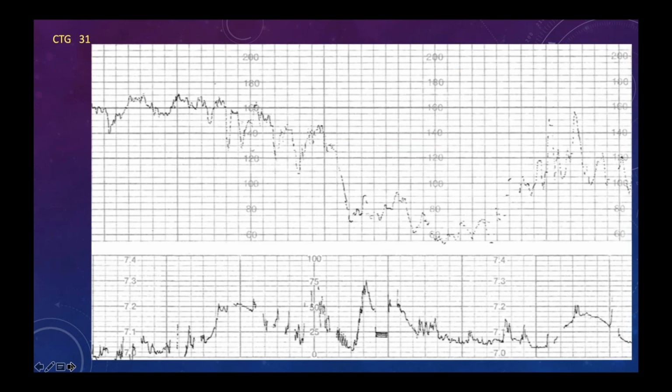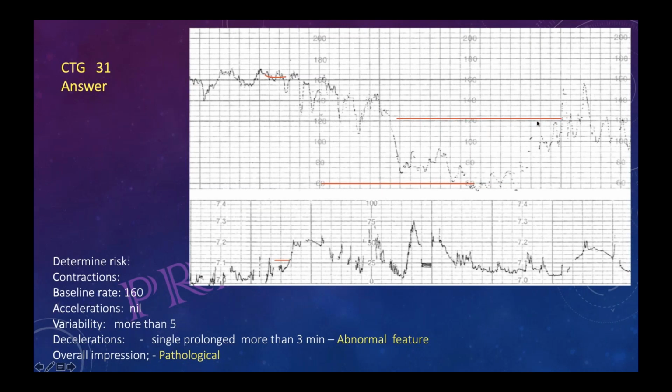Yes, ma'am. Okay. Jatinder, are you there? Can I do this one? Yeah, you can do. In this CTG, there is prolonged bradycardia, more than 3 minutes. So pathological CTG. Very good. Now you see, so fast you are doing. This is more than 5 minutes. So this is an abnormal feature, so the CTG becomes pathological. These are the easiest to interpret.